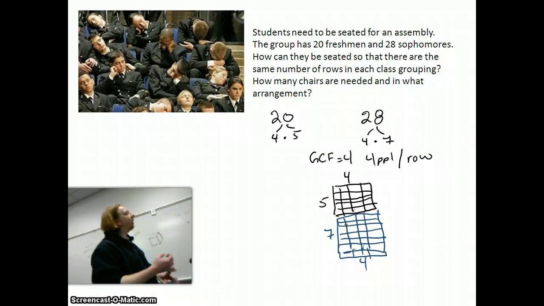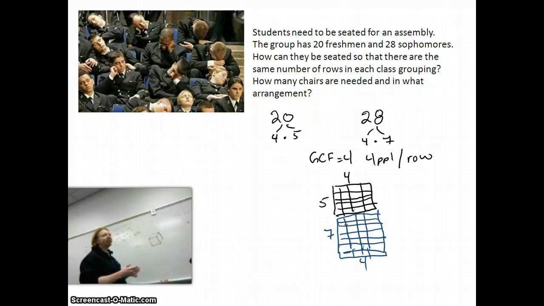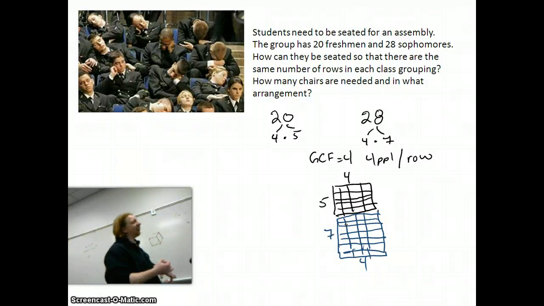So my final answer is, I need a total of 48 seats, and they need to be arranged 4 wide, 12 deep. Why don't they just sit with bleachers? That's an option too, but again, I'm trying to give some context to the kind of story problem you're going to have to be able to do.